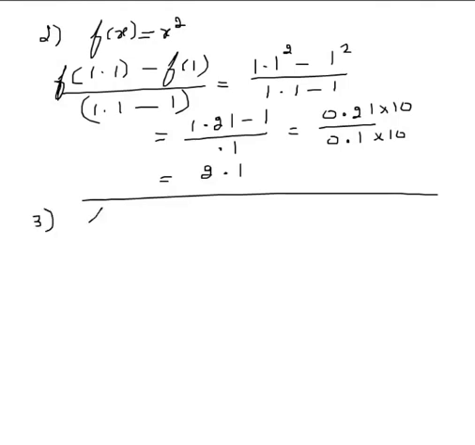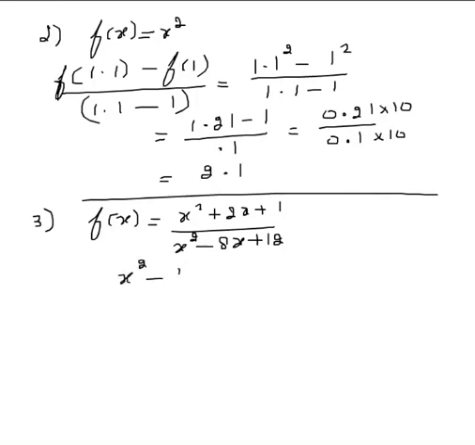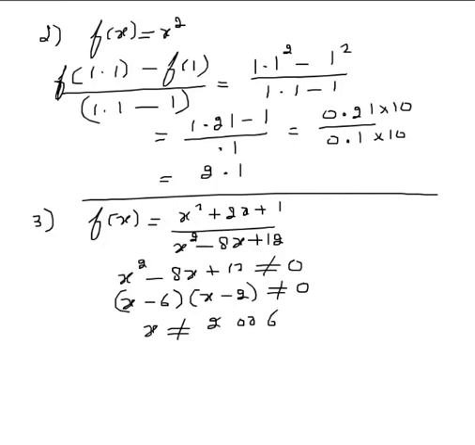Third question. Find the domain of the function f of x is equal to x square plus 2x plus 1 divided by x square minus 8x plus 12. I have told you, if you have a function in the denominator, it should not become 0. The denominator is x square minus 8x plus 12. It should not be 0. Let us factorize this. X minus 6 into x minus 2 should not become 0. That means x should not take the values 2 or 6. Other than 2 or 6, x can take any value. Therefore, the domain of this function is, it can take any real value. X can take any real value other than 2 or 6.